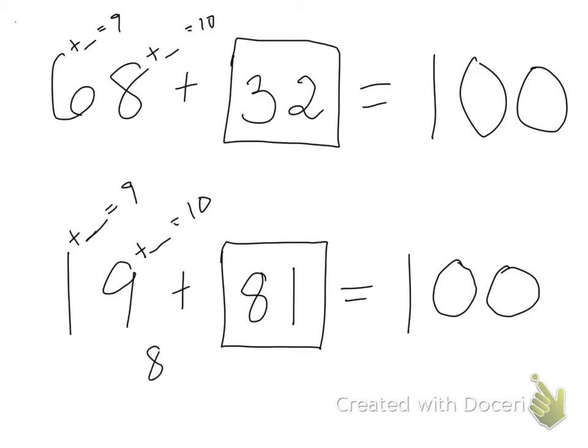And we can double check. 81 plus 19. 9 plus 1 is 10. Carry the 1. 1 plus 8 is 9. Plus 1 is 10. So my answer is correct.